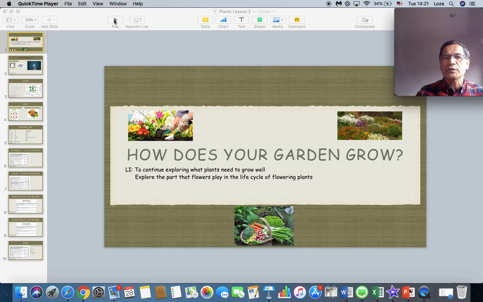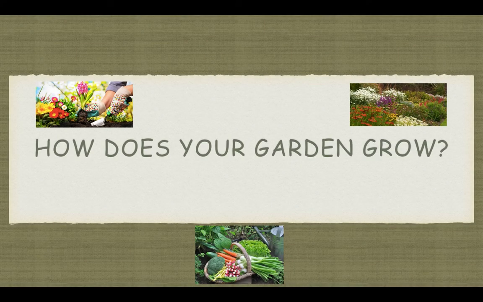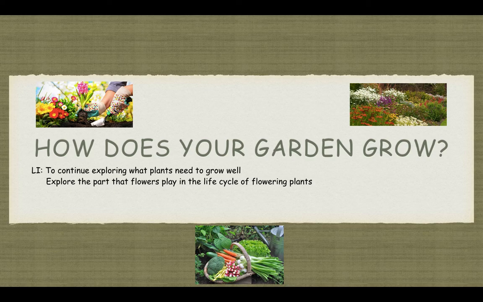I'm going to start the presentation. So once again, how does your garden grow? Allies to think about, to continue exploring what plants need to grow well. And the second ally today, or learning intention, is to explore the part that flowers play in the life cycle of flowering plants.